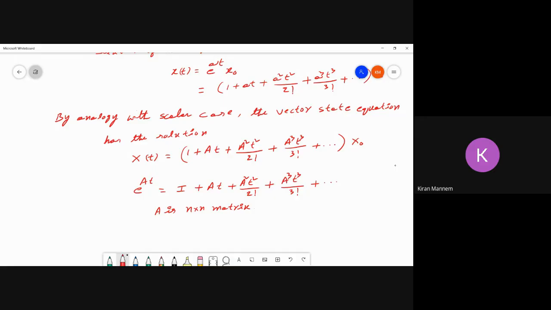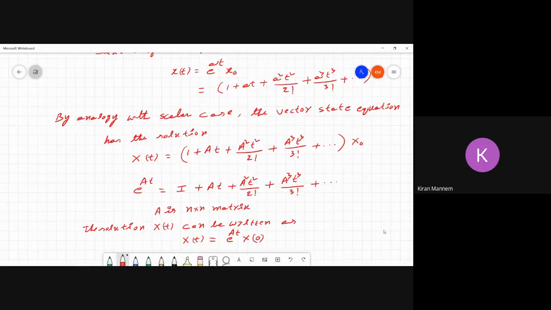So the solution x of t can be written as x of t is equal to e power at into x of 0, right? Now look at this equation solution.